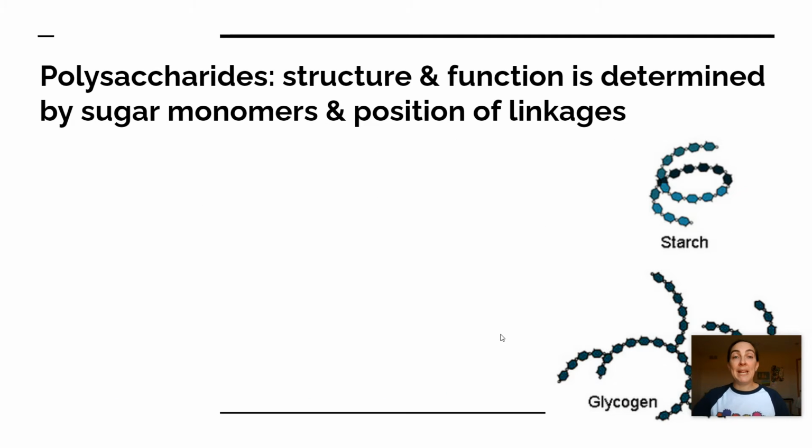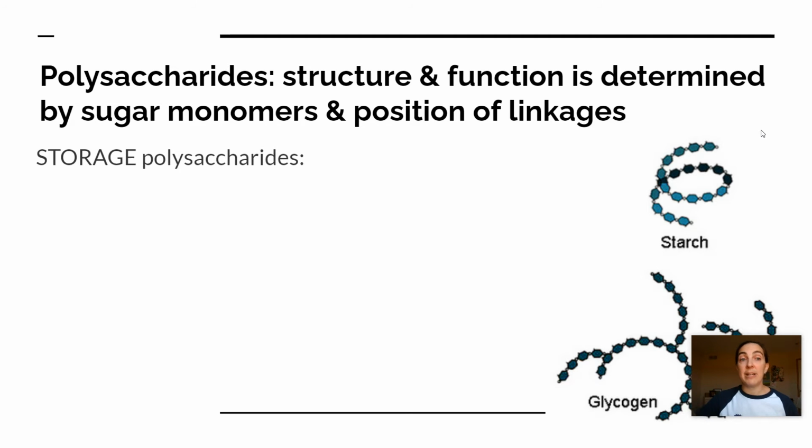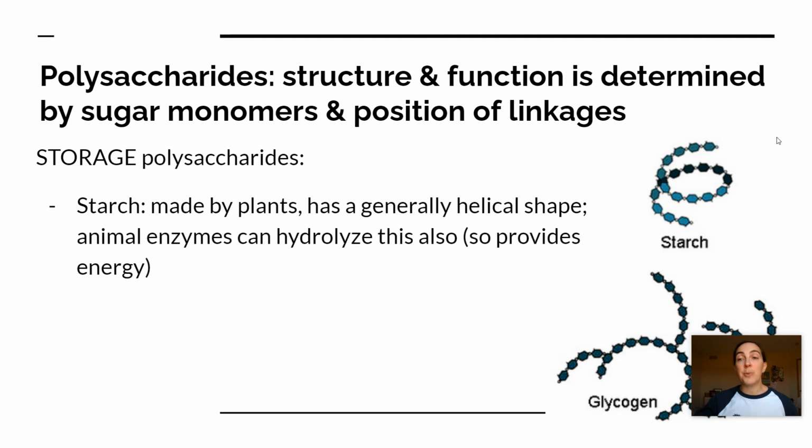If you join many of these together, then you get a polysaccharide. So these are your complex carbohydrates, those bigger carbohydrate molecules formed of big, long chains of monosaccharides. There are different types of polysaccharides. Some of them mainly function as storage polysaccharides. And when we say storage, we really mean they're storing energy in general.